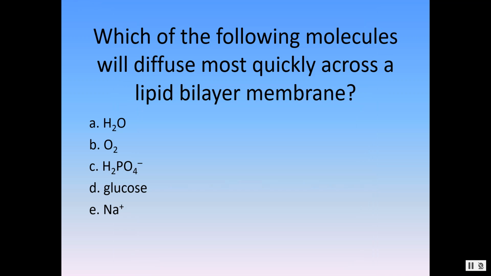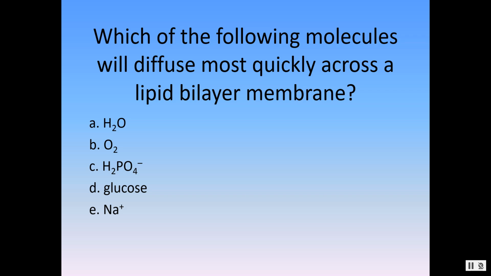Now, how do we know this, or what are the characteristics? Things that move really easily are going to be things that are very small and things that are non-polar or not charged. Those are the things that move really easily. So out of these, right, sodium is charged, glucose is huge and polar, H2PO4, that phosphate ion, is negatively charged. Water is polar.